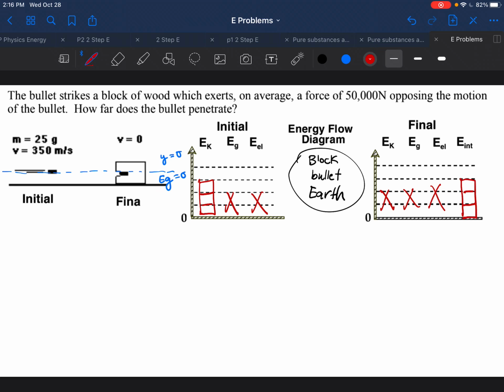To double check that statement, I want to make sure that there's a frictional force. As soon as the bullet hits the block, it experiences a force of 50,000 newtons opposing its motion. So that's our frictional force.